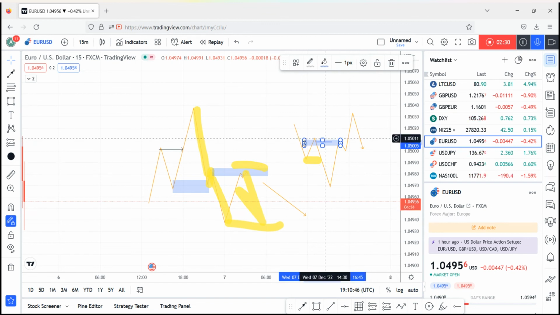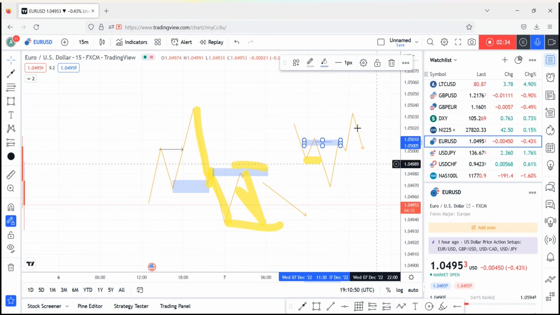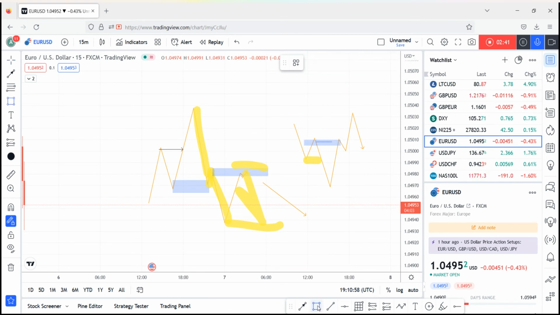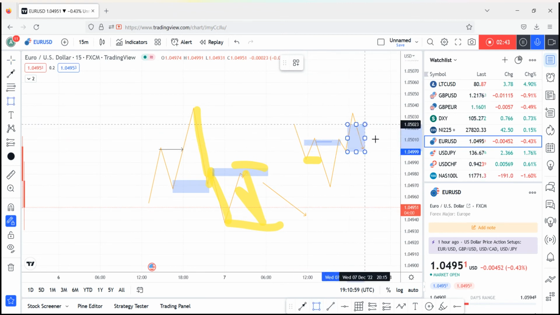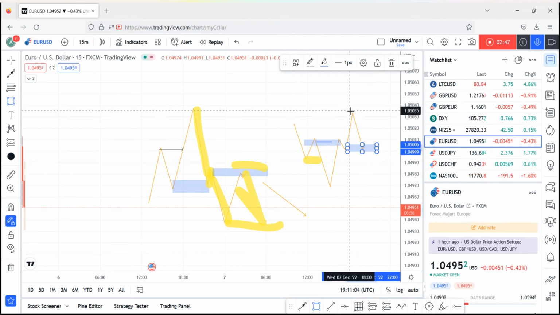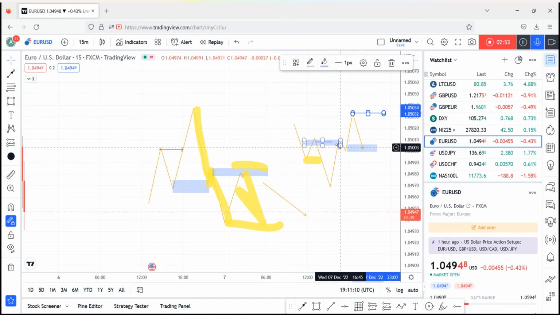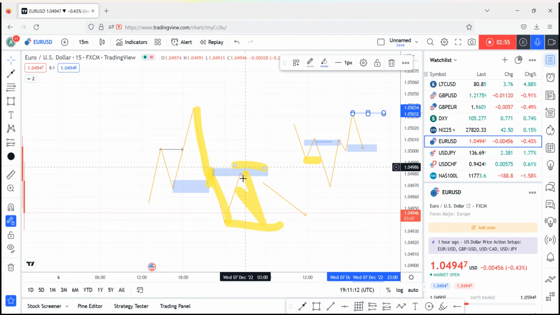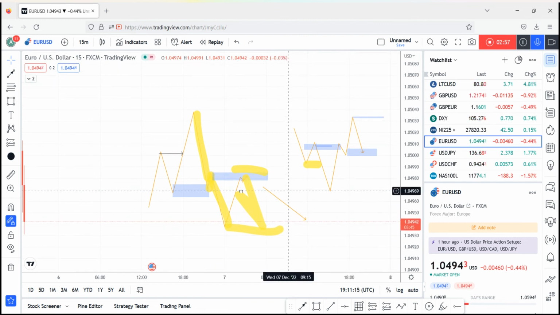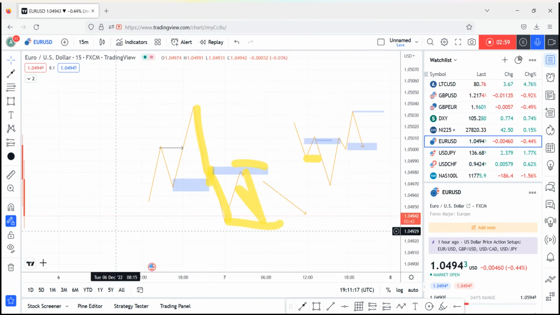So here the demand zone took control from the supply zone. This supply zone doesn't have enough power to hold the price, and price just goes to the upside, breaks structure from here, and now we can take entry from here, till this week high, right? So this is a supply to demand flip and this is a demand to supply flip, right? This is how it works and how you can apply it on the live chart.